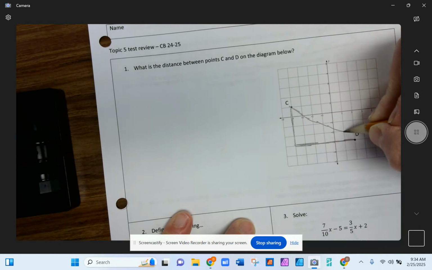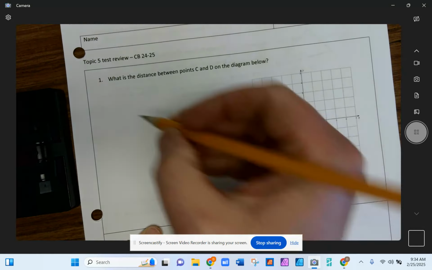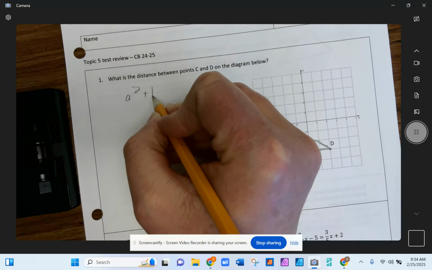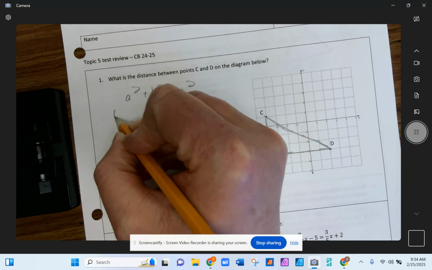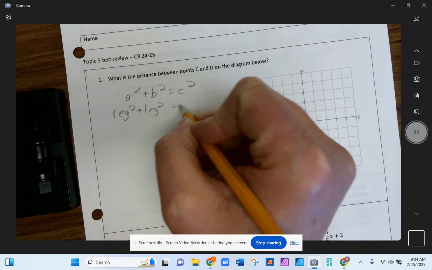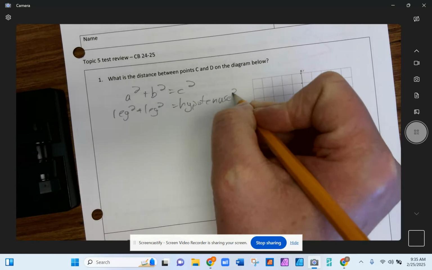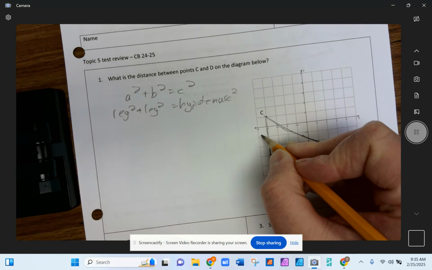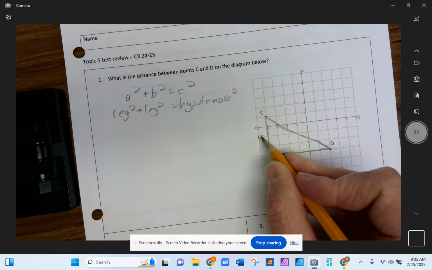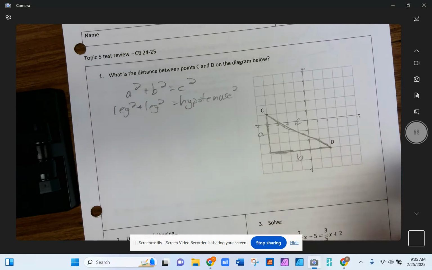So I like to draw a right triangle on here. It's not a great straight line, but what are you going to do? Again, the Pythagorean theorem is a squared plus b squared equals c squared. You can think of that as leg squared plus leg squared equals hypotenuse squared. Okay, so this is a, that'll be b. I like a is the short one, b is the medium, c is always the longest side, but you can flip-flop those if you want.